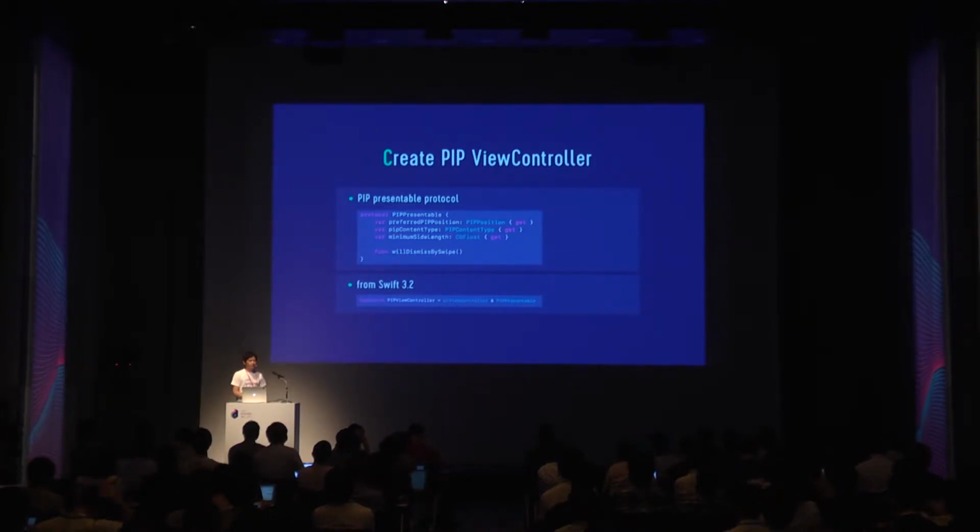We developed a new protocol. This has the setup for describing different necessary information for PIP, such as the location of display as well as the minimum size. And Swift 3.2 can define a class and protocol in conjunction, so we can make the following descriptions.